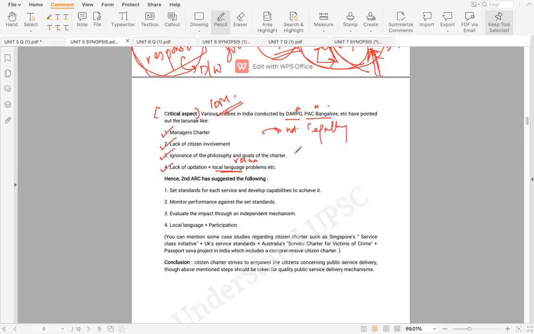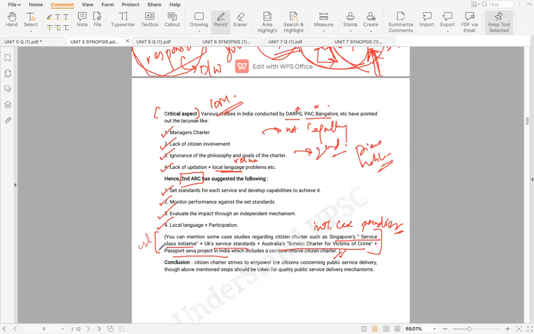You can also put up a quote of second ARC where it says that it is only a pious statement with noble intentions but having no practical significance. Okay. Hence, second ARC suggested the following: setting standards for each service and develop capabilities to achieve it, monitor performance, evaluate the impact, and local language and participation. You can try to mention some international case studies as well surrounding citizen charter, such as Singapore's Service Class Initiative, UK Service Standards, Australia's Service Charter for Victims of Crime, Passport Seva Project in India, which includes a comprehensive citizen charter.